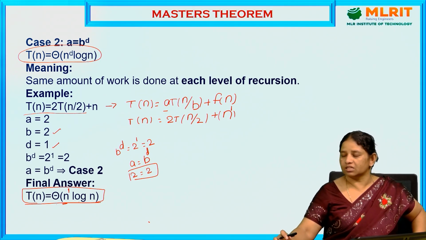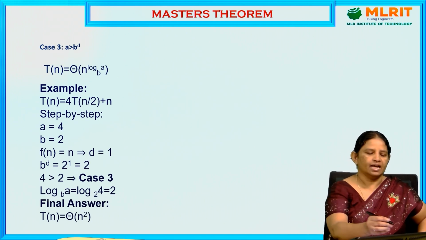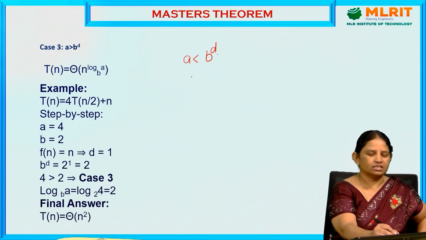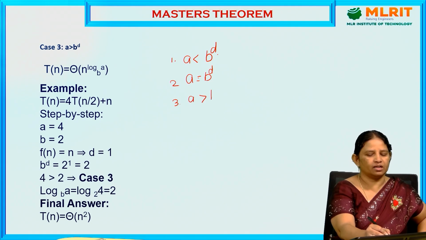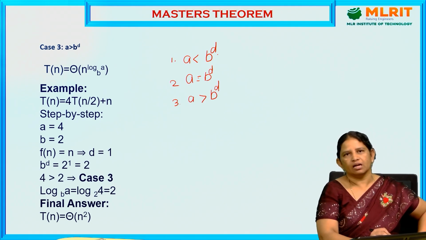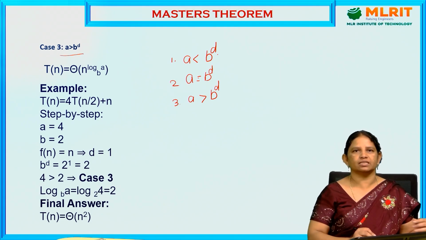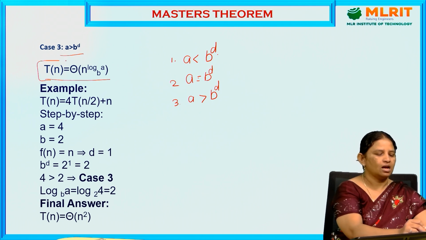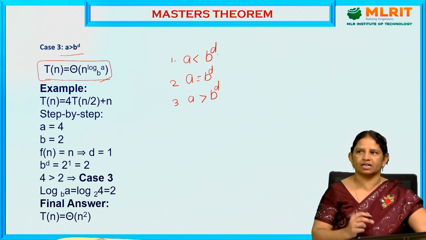Come to the third case. Case 1 is A less than B power D. Case 2 is A equal to B power D. Case 3 is A greater than B power D. Then consider the example. If A is greater than B power D, the time complexity is theta of n to the power of log A base B. N to the power of log A base B is the time complexity if A is greater than B power D.